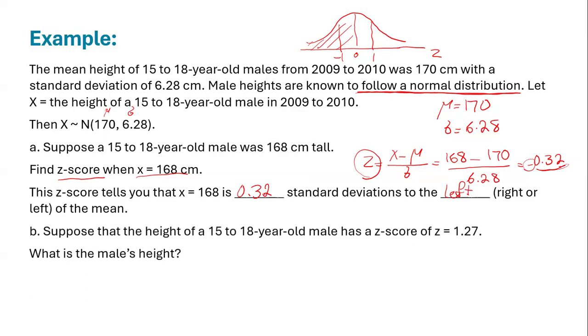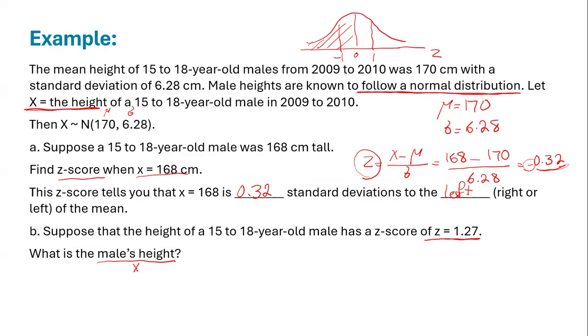Next part says suppose that the height of a 15 to 18-year-old male has a z-score of 1.27. In this part, the z is given to you and it asks what's the male's height? Male's height means the x. So it's asking you to find the x. In part A, the x was given to me and I was supposed to find z, so I put it in the formula and found the z. In part B, the z is given to me and I'm going to find x.